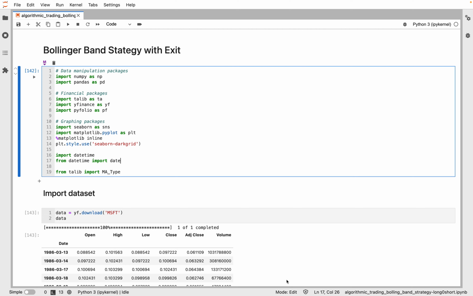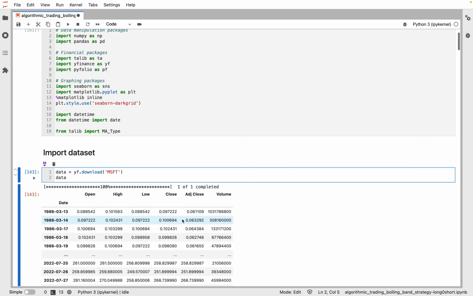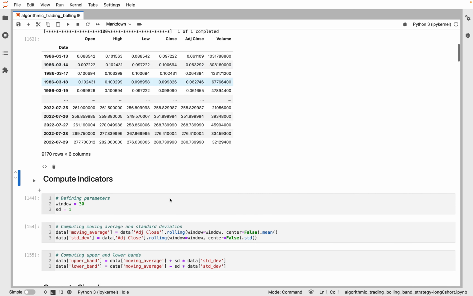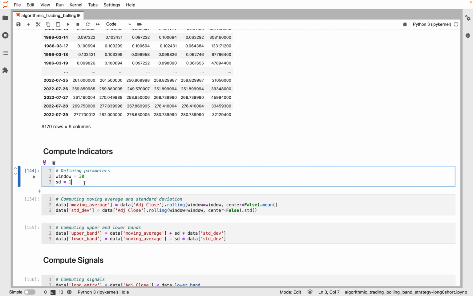Let's now go through the Python code to implement this Bollinger Band with exit. First, we will import all the necessary packages. As usual, we'll use the Microsoft dataset as an illustration. So here are the two parameters used by Bollinger Band, the moving average window period and the standard deviation.